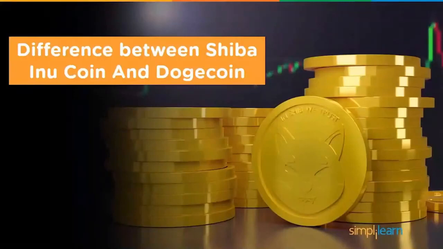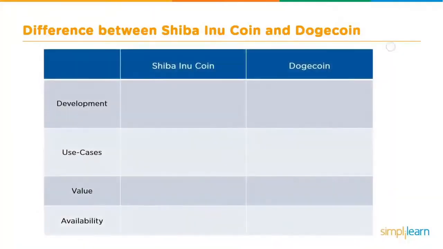But what is the difference between Shiba Inu coin and Dogecoin? Although both Shiba Inu coin and Dogecoin are meme coins and share the same tree of origin, both of them differ a lot from each other at the same time. And the very first difference between them is that Shiba Inu coin is a token and Dogecoin is a currency. Let's have a look at more of those major differences like this.